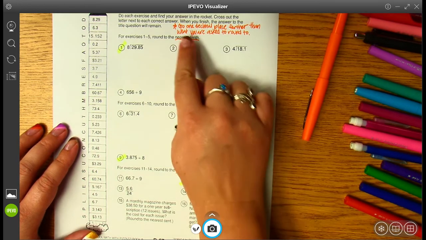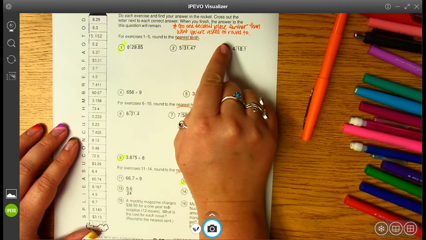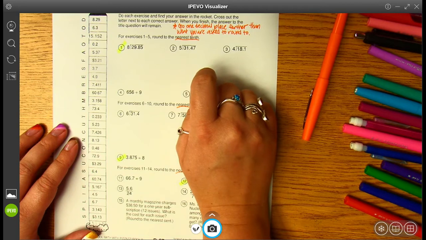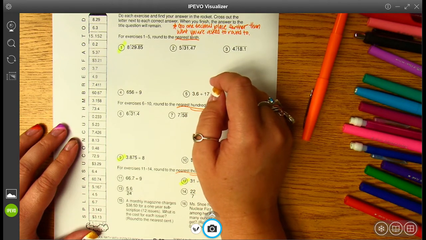When you're rounding, you always go one decimal place further than what you're asked to round to, because you need to look at the number behind it. If the number behind it is 4 or below, the number stays the same. If the number behind the one you're focusing on is 5 or above, then it tells that number to go up by 1. Okay. I'm going to do several of these with you.